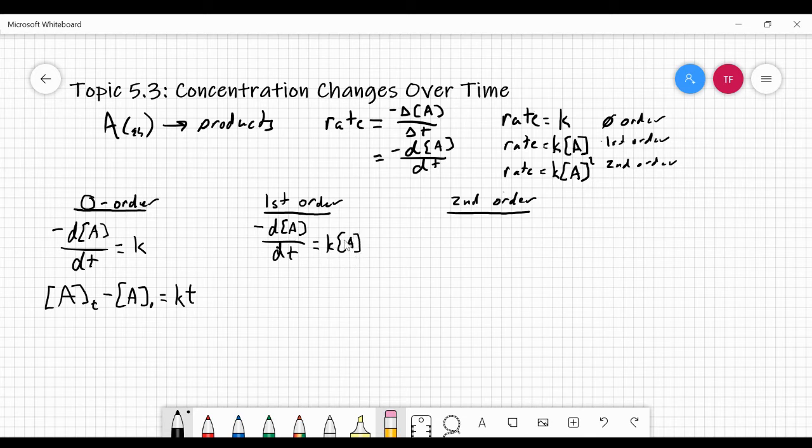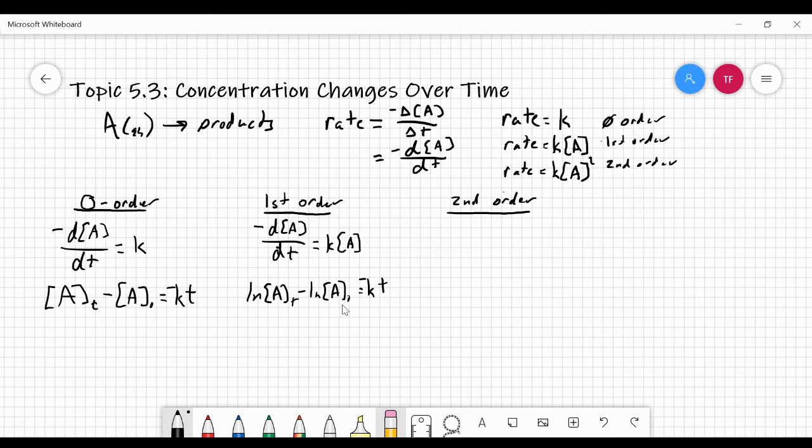So if we integrate this equation, you will end up with an equation that looks like this. The natural log of the concentration of A at time t minus the natural log of the concentration of A at time 0 equals negative kt. Oh, and I forgot the negative sign on this side. Sorry about that. Negative kt. Okay, so if this reaction is first order, the rate is first order with respect to substance A, then this integrated rate law holds true.